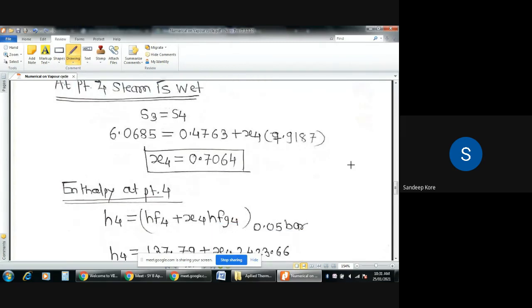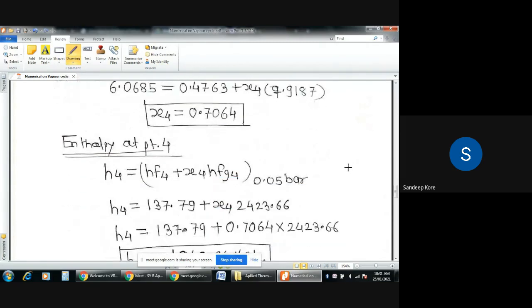Then the enthalpy at point 4 we do not know. So how do we find it? At point 4 the steam is wet. Then what is the formula for the enthalpy of wet steam? HF plus X into HFG. HF plus X into HFG. So write down that formula, put the values, and get the enthalpy of wet steam.